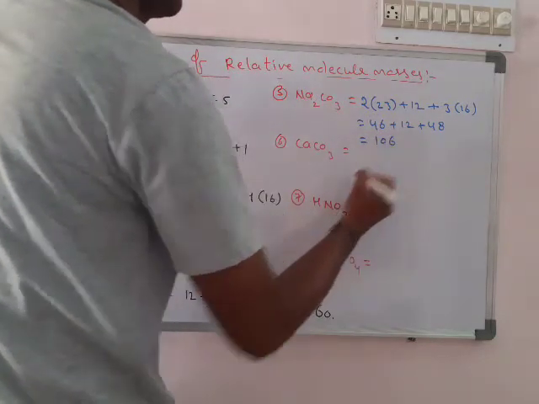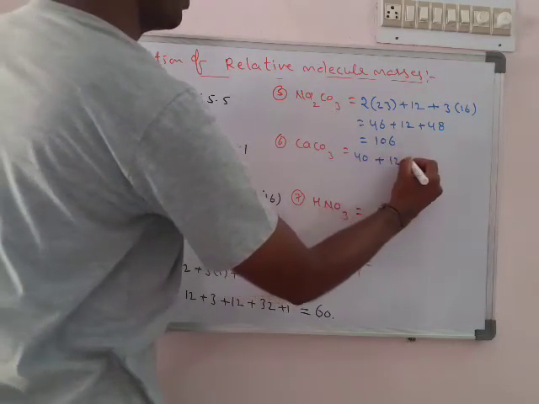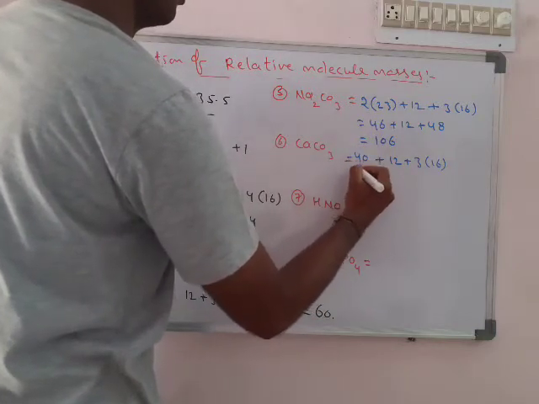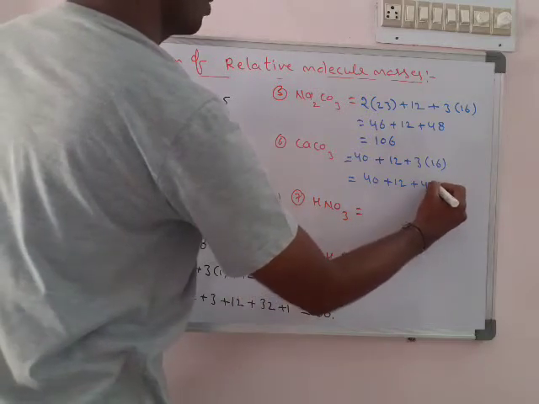Okay. Next CaCO3. Calcium is how much? 40 plus carbon 12. 3 oxygens, 16. Okay, how much you will get? 40 plus 12 plus 48.